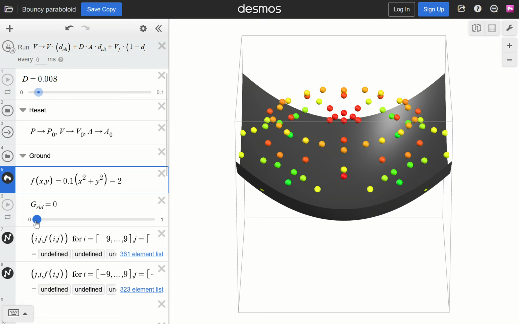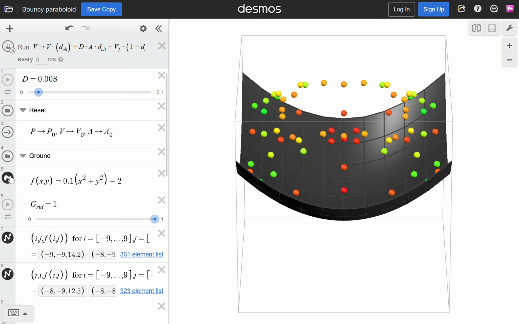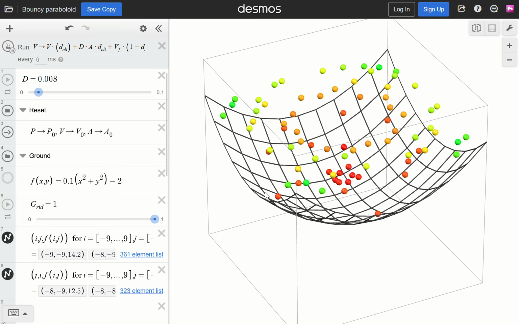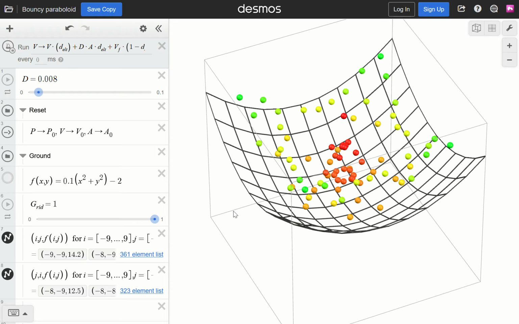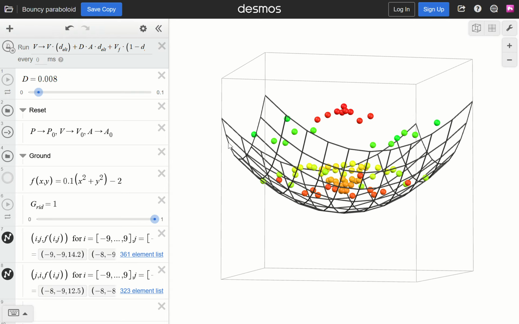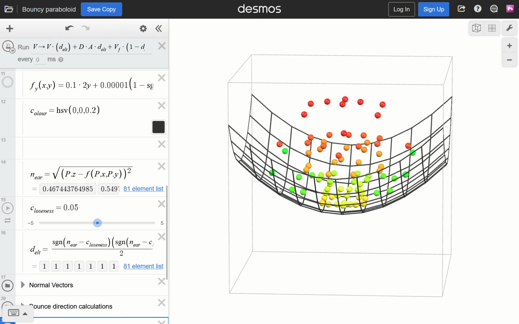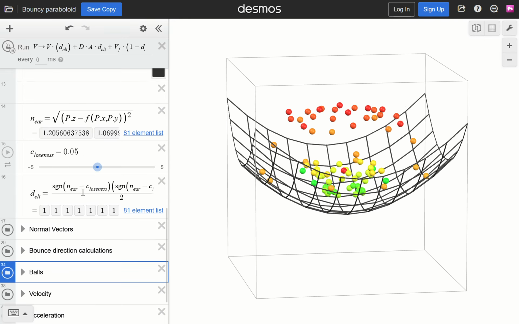If I want to see it more clearly, I've just got this little feature where I can show a grid of the surface. That way I still have a basic idea of how the surface is curved, but I can see through it a little more clearly to see what each of the balls are doing as they're moving around.